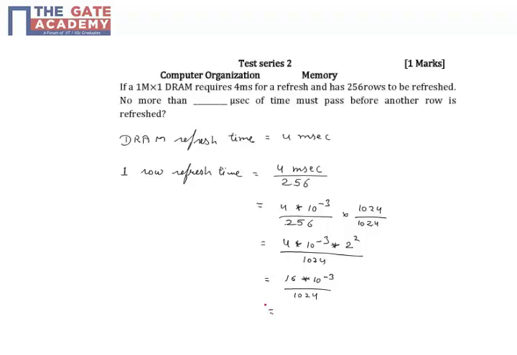If I take 1024 as 1000 only, then when this 1000 goes up, it will become 10 to the power minus 6. So the answer will be around 16 microseconds. If you are not taking this 1024 as 10 to the power 3, then the answer will be something like 15.6, sorry. So the answer can be between 15.6 to 16 microseconds. This is my answer.